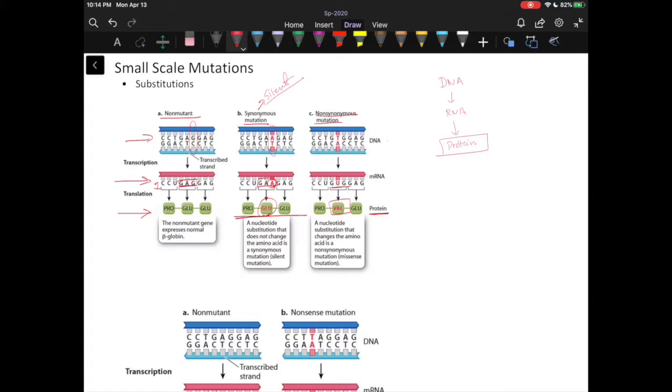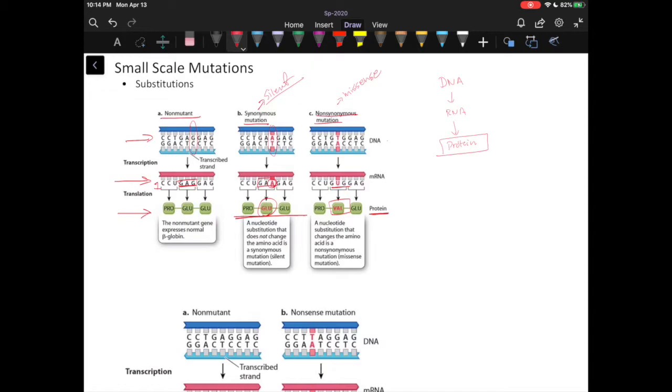What that does is it alters that polypeptide chain, and that results in a misfolding protein or a different way of folding that protein, and you're not going to get the same outcome. This type of mutation is called a missense mutation.